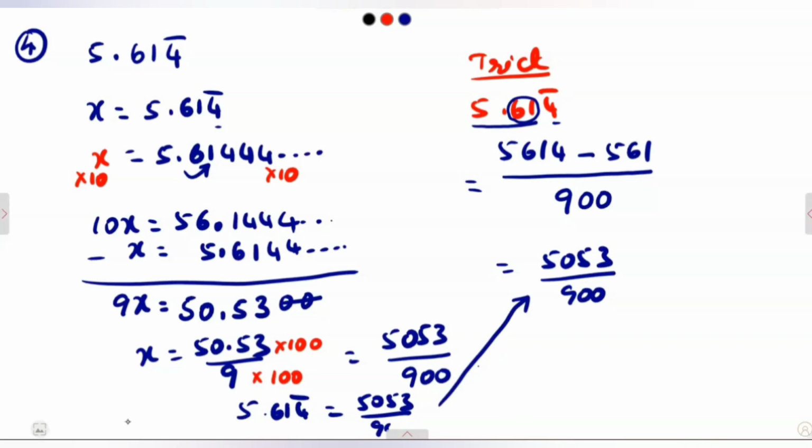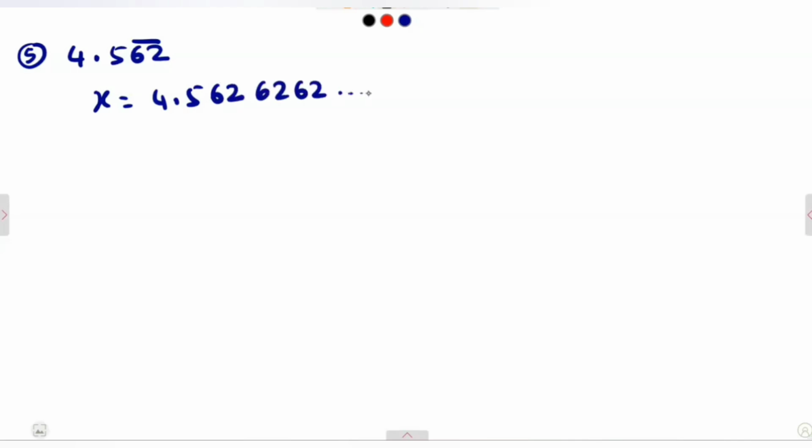We'll see one more last example. Let us take the fifth example, 4.562 bar, where the bar is over 62. The last two digits have a bar, and there is a digit without a bar after the decimal. Let x be equal to 4.562, with 62 repeating, 62, 62 if you expand, and so on. Here two digits, 6 and 2, are repeating.